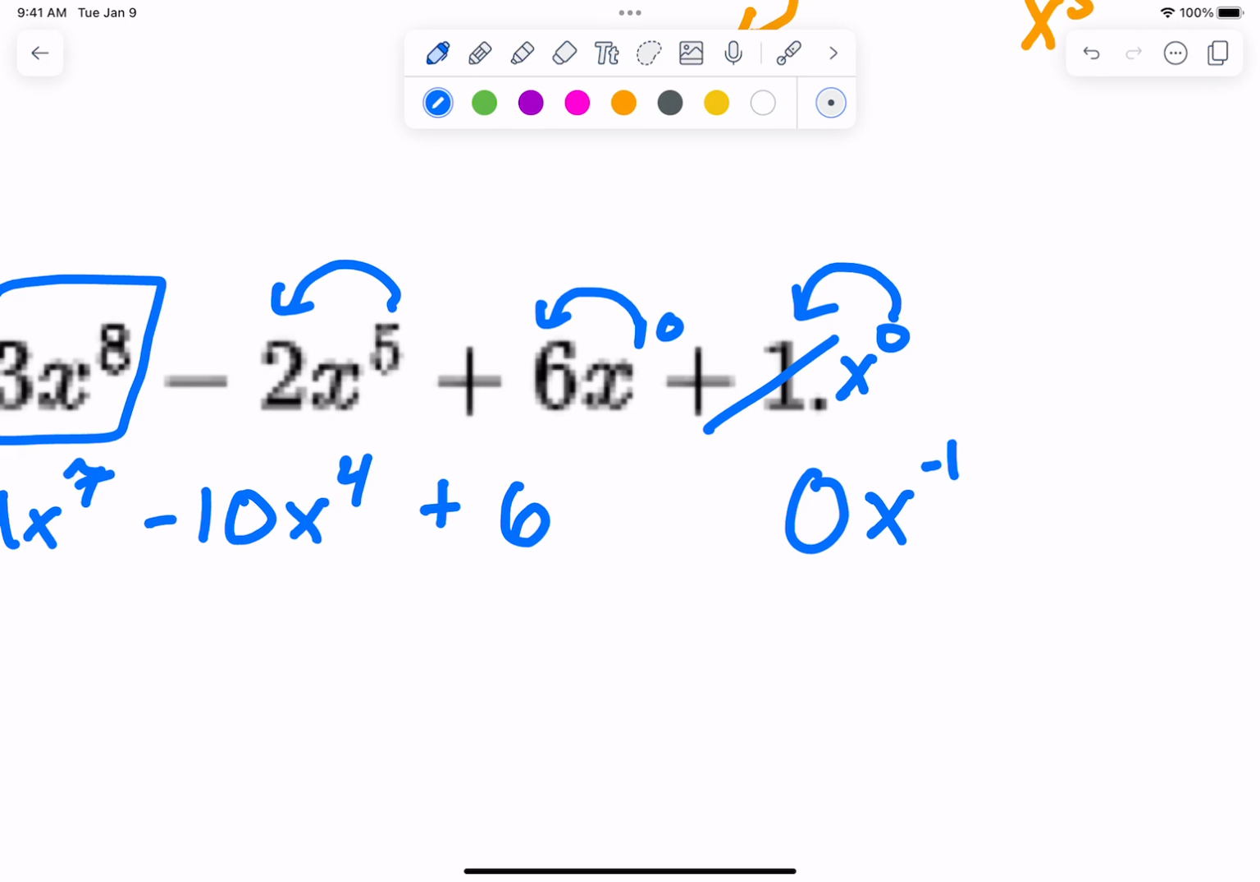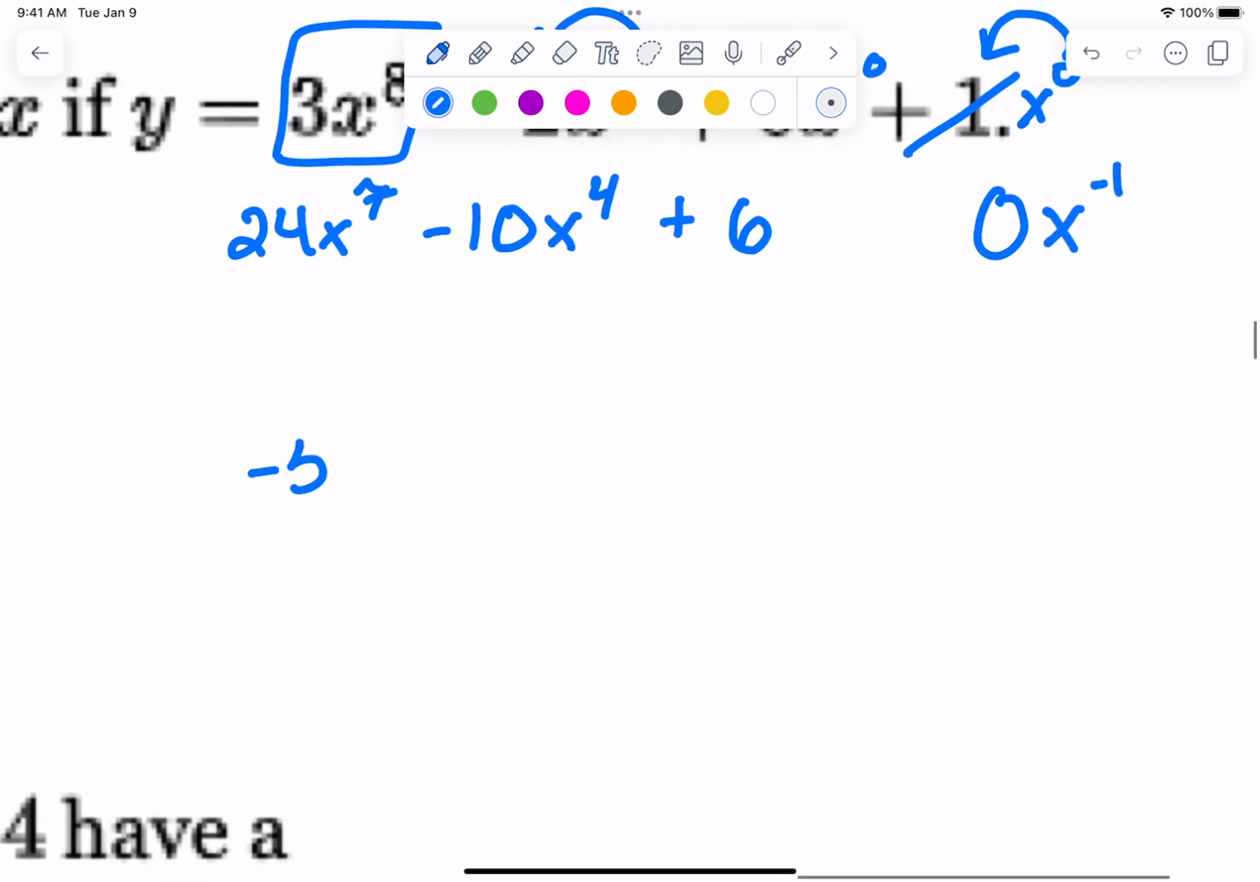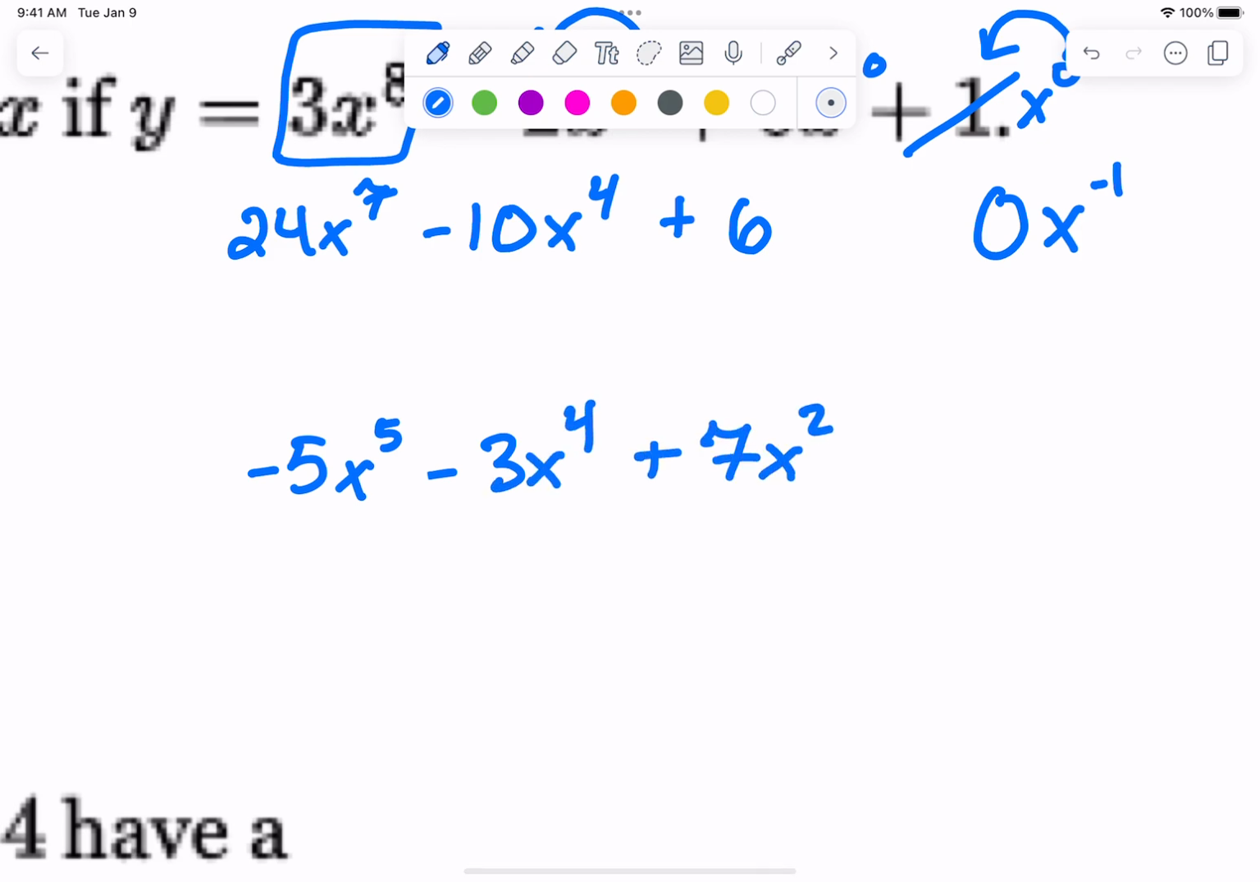Okay, confusion? Should we do another of those? No, let me give you a big one. Negative 5x to the 5th minus 3x to the 4th plus 7x squared minus 2x plus 14. Go find his derivative. Go. I made that up.